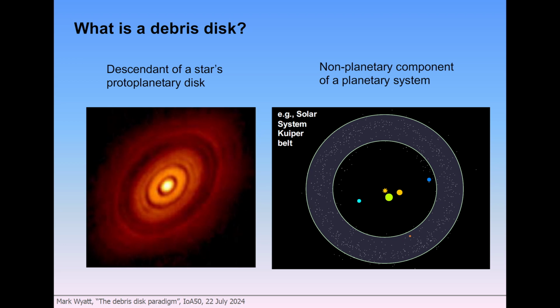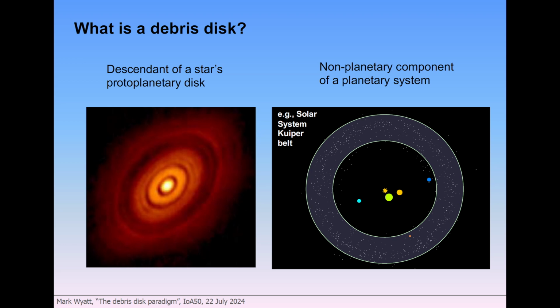The other perspective is that a debris disk is just a component of a planetary system, and it is essentially anything that you find around a star that's not a planet. So it's the asteroids, comets, and the dust and gas that comes from them. In the solar system, that would be the asteroid belt and the Kuiper belt and the zodiacal cloud.